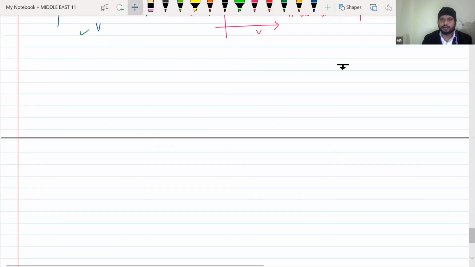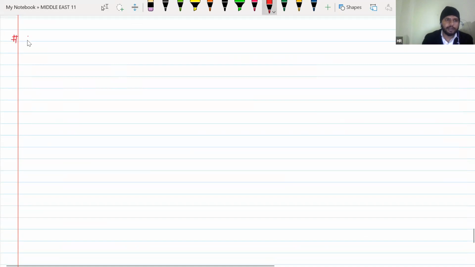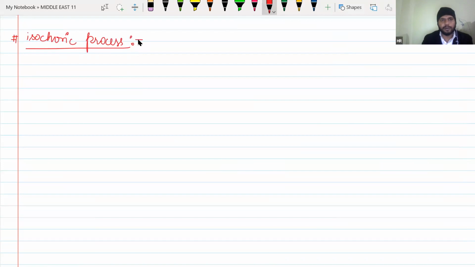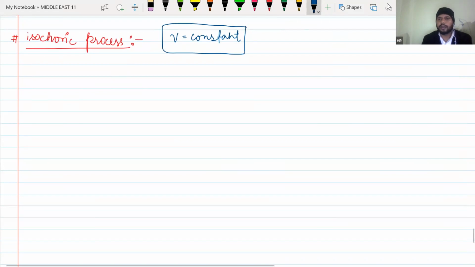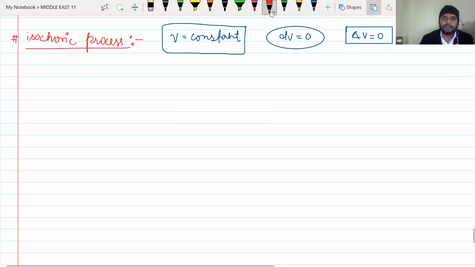So we will move to isochoric process. The next process is isochoric process, and we will see what is isochoric process. The process in which volume is constant throughout the process is called an isochoric process. So we know that if volume is constant, that means dV equals 0, and in the same way delta V is also equal to 0. Is it clear? It's so easy.